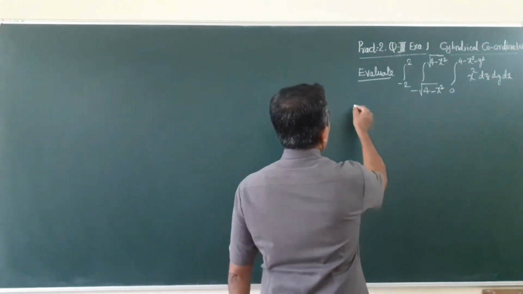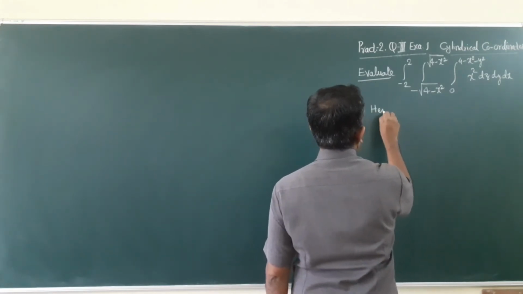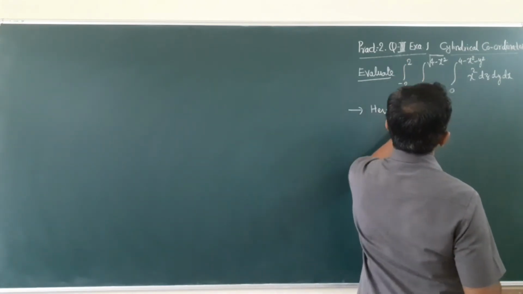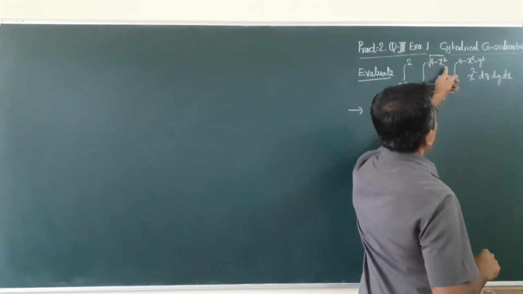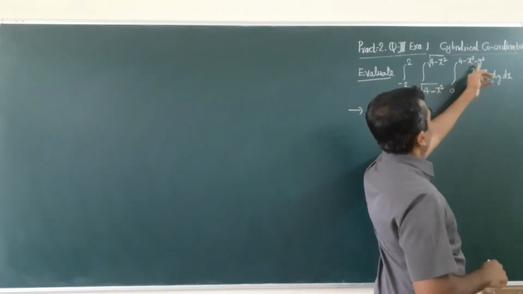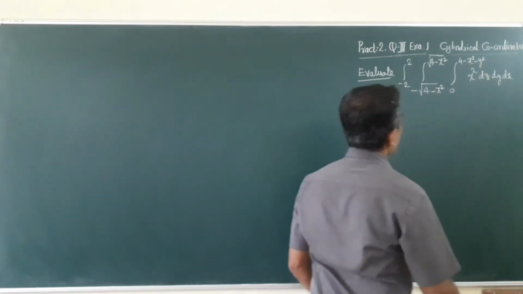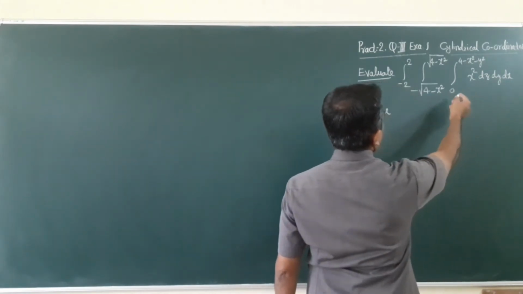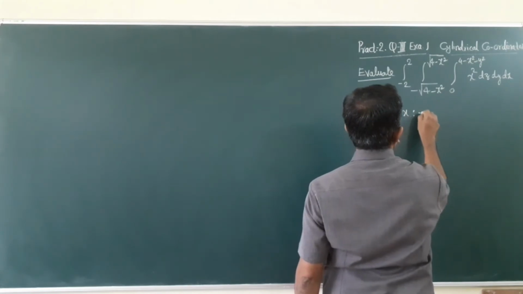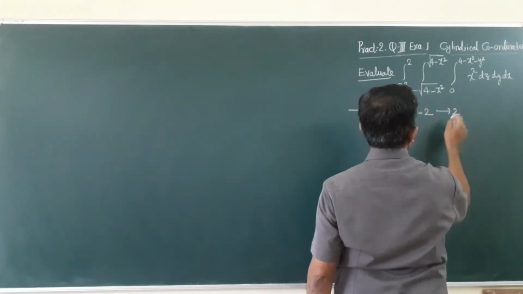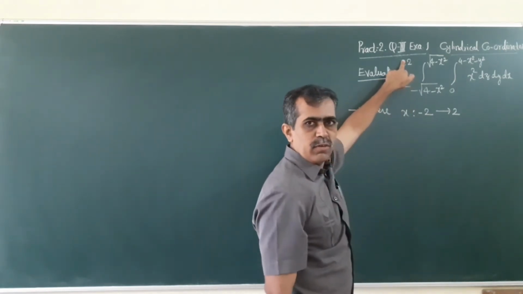Now, see what are the given limits here. What is the problem here? Integral from minus 2 to 2, integral from minus root of 4 minus x square to root of 4 minus x square, integral from 0 to 4 minus x square minus y square, x square dz dy dx. So, what are the limits here? What are the limits of x here? Here x runs from minus 2 to 2. So, these are the limits of x, x is equal to minus 2 to x is equal to 2.